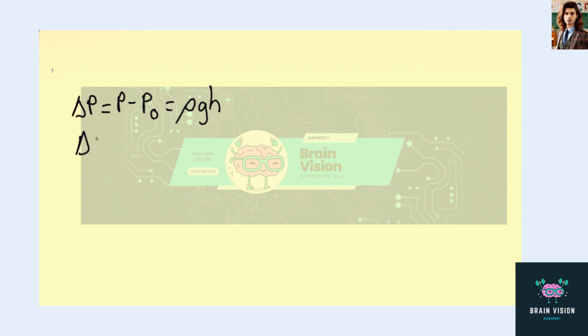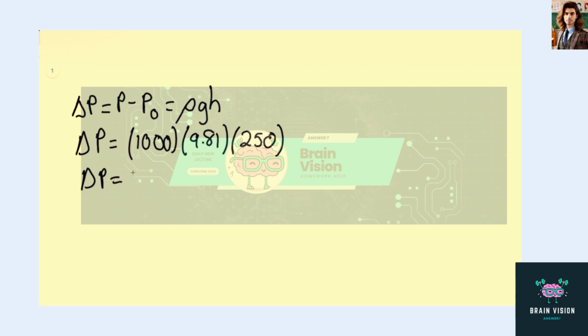Here, it's going to be delta P equals 1,000 kilograms per meter cubed, the density of water, times the acceleration due to gravity, 9.81 meters per second squared, and then times 250 meters. This is going to give us a gauge pressure of 2,452,500 pascals.